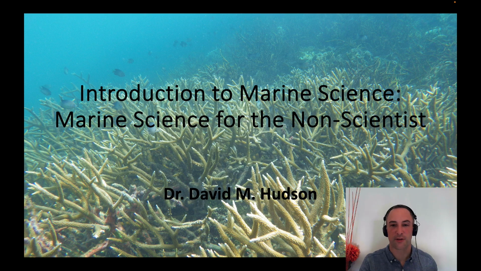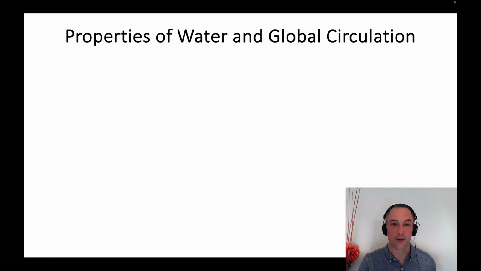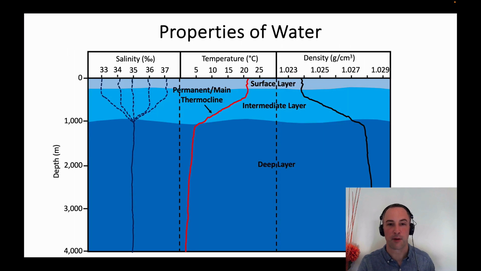So in this section, we're going to talk about the properties of water and global circulation. The fact that when we search for new planets to see if there is life on a new planet, we look first for water tells you something about its properties. It's a really unique molecule, and it helps with the circulation of the movement of heat around the world.